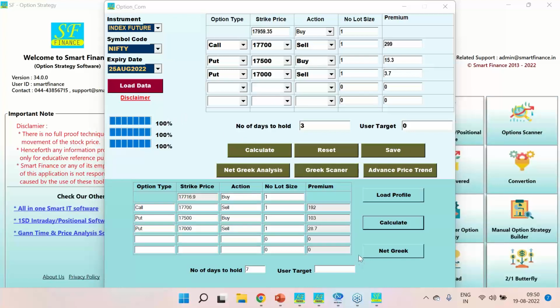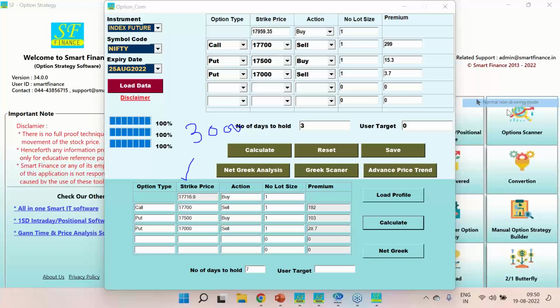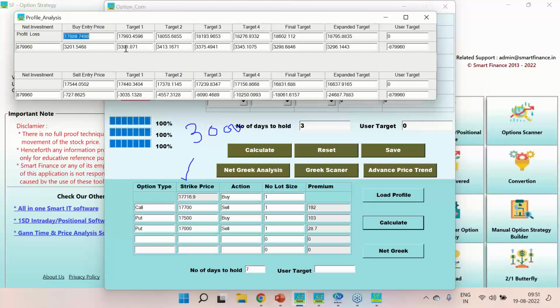So this is the strategy formed last Friday, and it is now at a profit of plus 3,000 rupees. How much was predicted? If you press this calculate button, the same calculation comes. At the 17,993 level, it gave a profit of 3,391. We are just 40 points below that, so our profit is only about 390 rupees less.